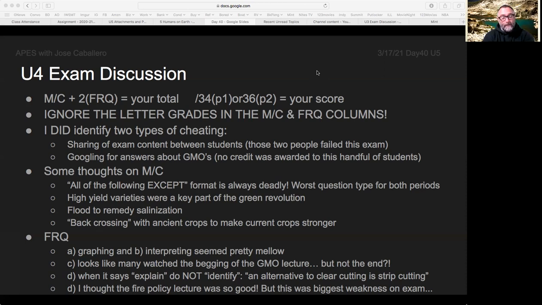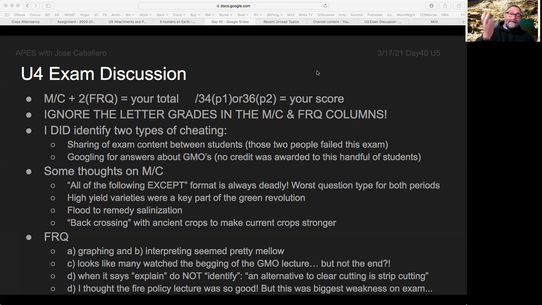Also, I was surprised that students didn't know flooding is a remedy for salinization. Maybe that word was the problem, how to remedy something. I remember remediation is to fix something, a remedy. And I was bummed to see, but not surprised, I guess, that back crossing confused a lot of students. If you have an agriculturally developed crop through selective breeding, you may have chosen tomatoes that are sweeter or redder or tougher, but you usually give up other traits like the resistance to a disease that isn't common.